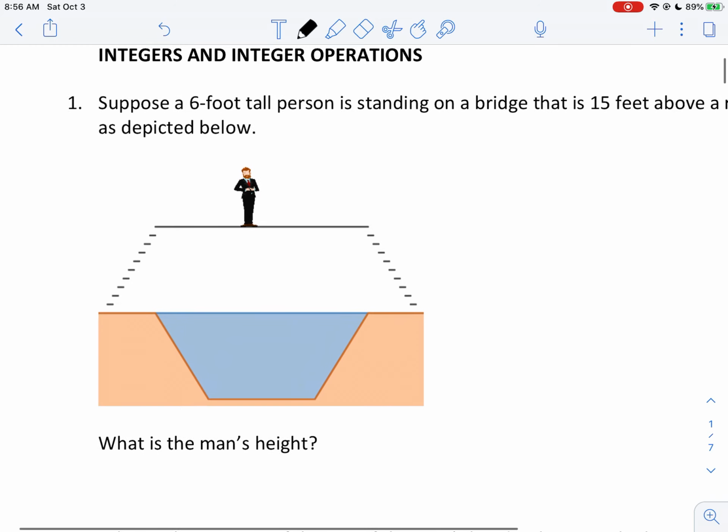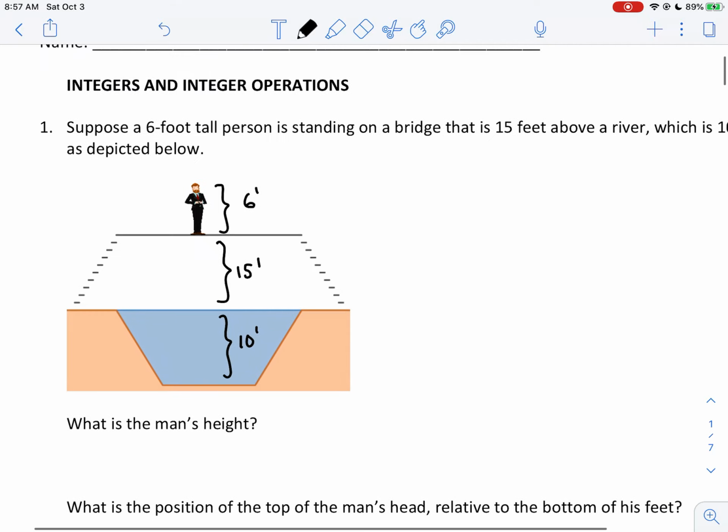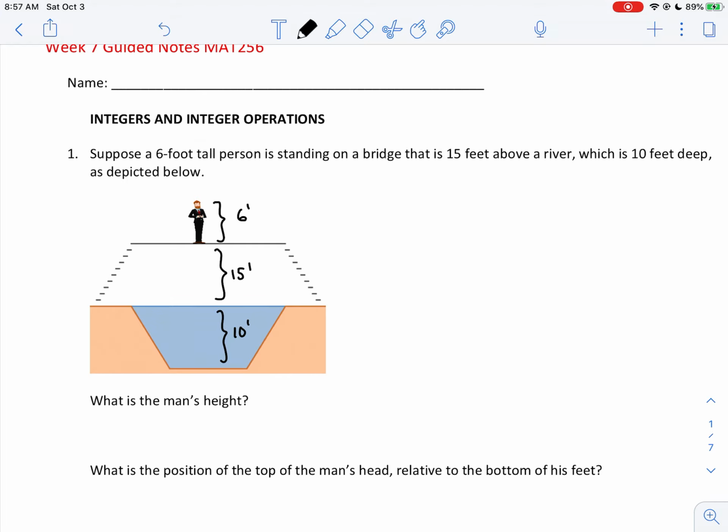So if I were to establish some lengths here, how tall is the man? Well, he is 6 feet tall. I'm going to use the single hash mark like that to represent feet. If you recall, a double hash mark means inches, or you can also put FT for feet, whichever. But I'll do a single hash mark for 6 feet. He's on a bridge that is 15 feet above the water. So we have 15 feet is this length, and the river, where we are told, is 10 feet deep. All right, so here are all the lengths relative to this scenario.